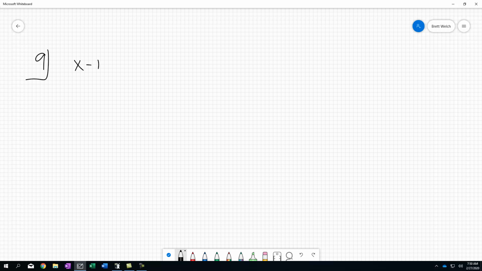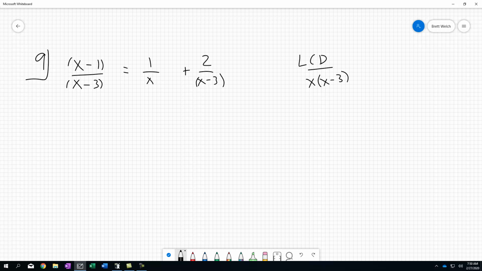We got x minus 1 over x minus 3 equals 1 over x plus 2 over x minus 3. Again, these x minus 3's are in parentheses, as is that x minus 1. We want to start by finding the LCD, which would be x times x minus 3. That looks very similar to what you saw on question number 7. We're going to multiply, just like we did on number 7, by the LCD, times x minus 3, times x minus 3, times x minus 3.